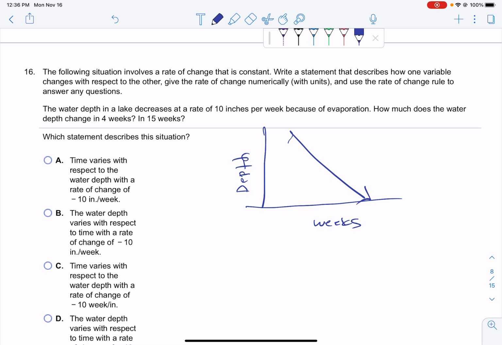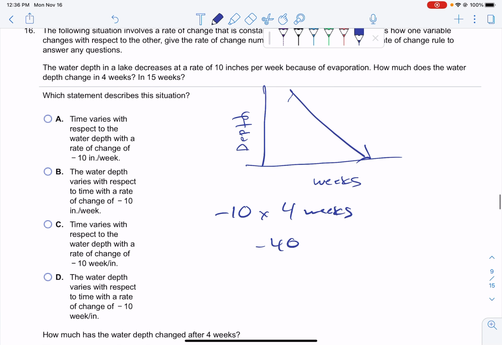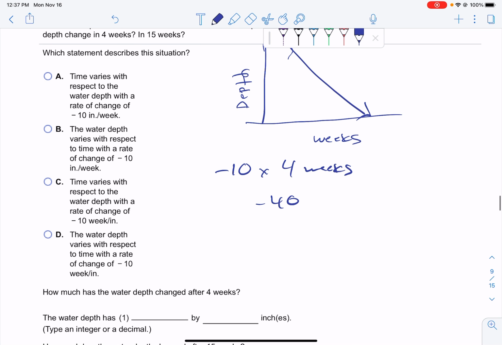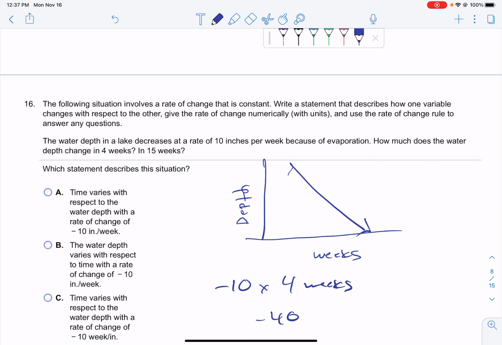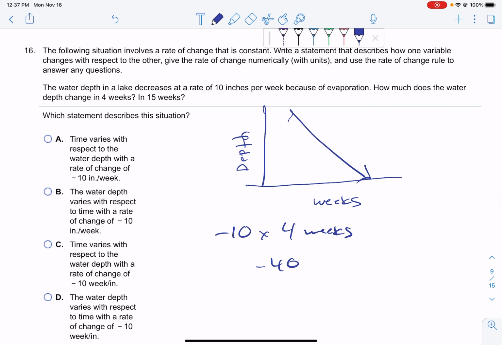How much does the water depth change in 4 weeks? Well, if it goes down 10 inches per week, that's negative 10 inches times 4 weeks. So negative 10 times 4 is negative 40 inches. How much does the water depth change in 4 weeks? Am I missing a question here somewhere? Oh, write a statement that describes how one variable changes with respect to the other. Okay, I did miss a question up there.